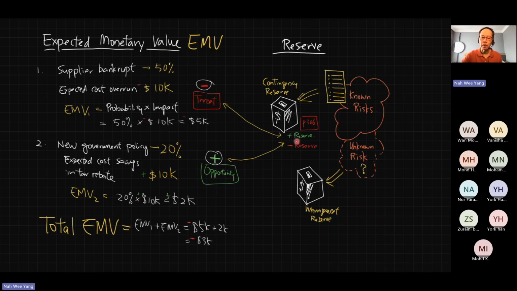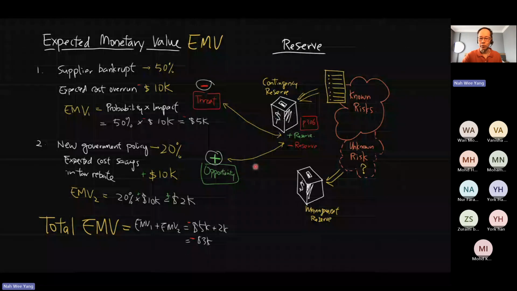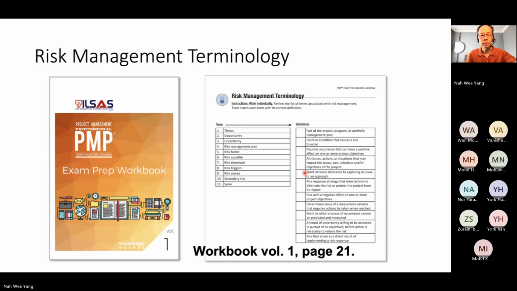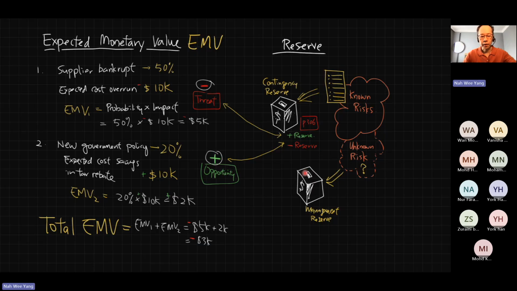And then when it comes to reserve, if something bad happens, we need to make sure we have enough funds in the special account called the reserve. So if it's dealing with a threat, we need a positive reserve, enough saving to deal with the potential outflow of cash. So the plus and minus sign is actually opposite between the EMV and the reserve. Same thing for opportunity. Any question so far?